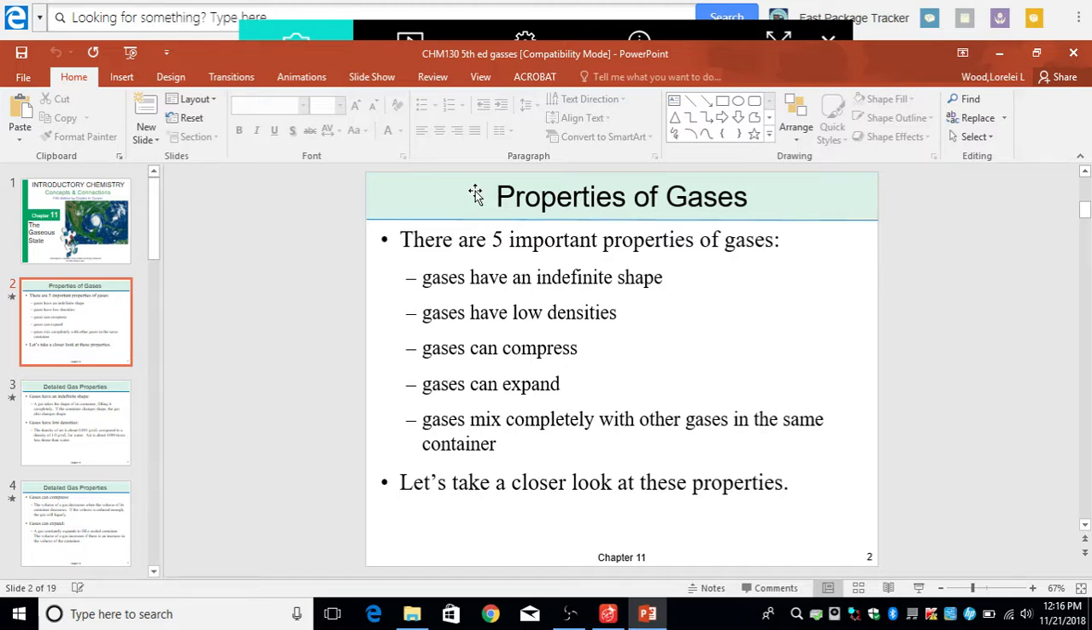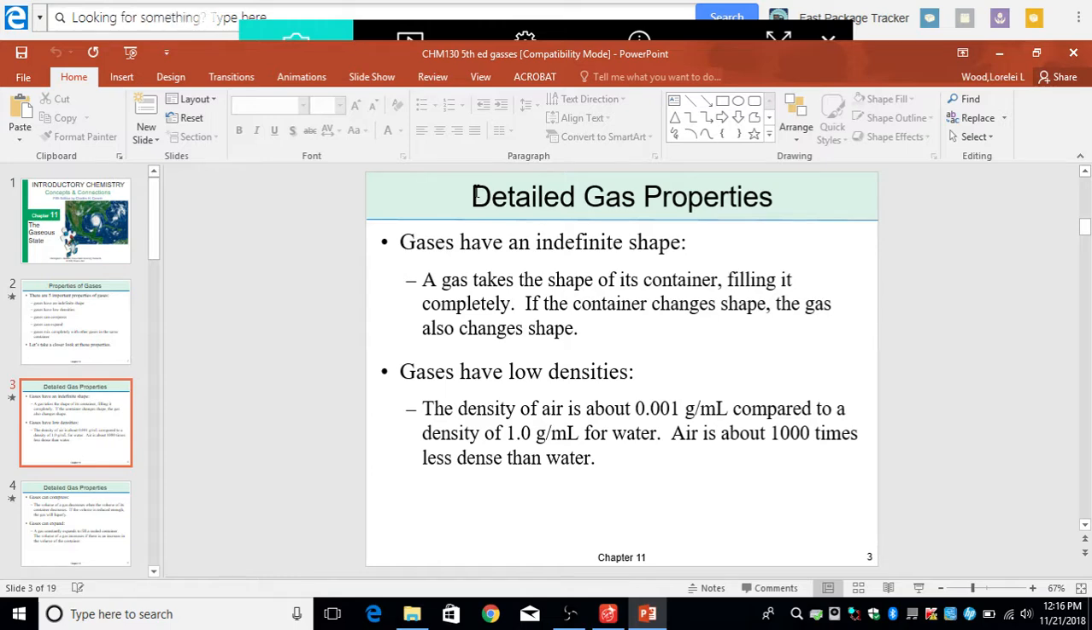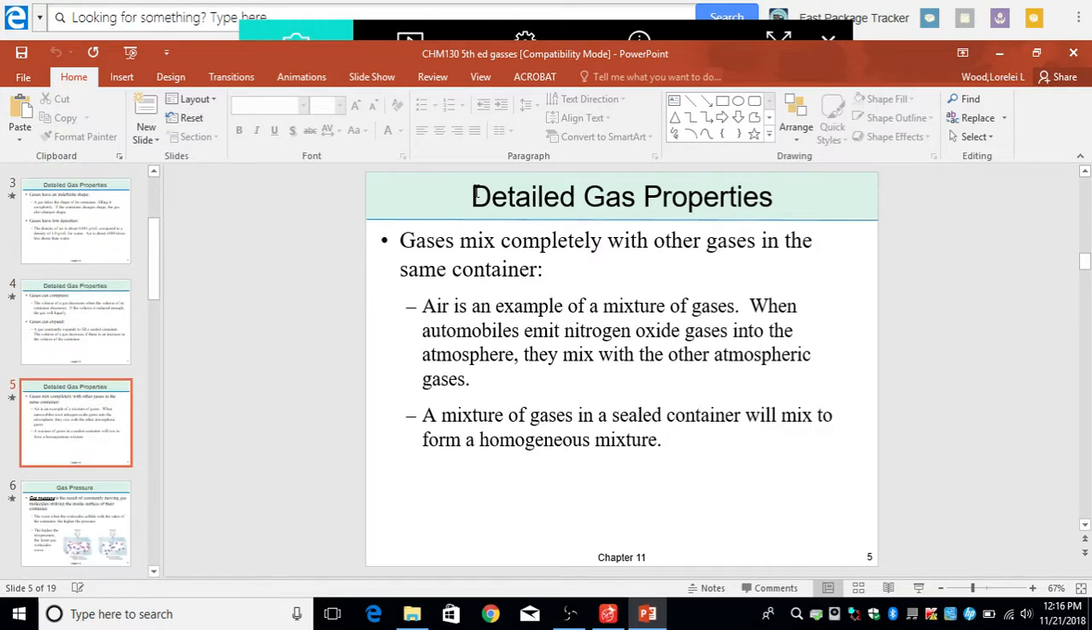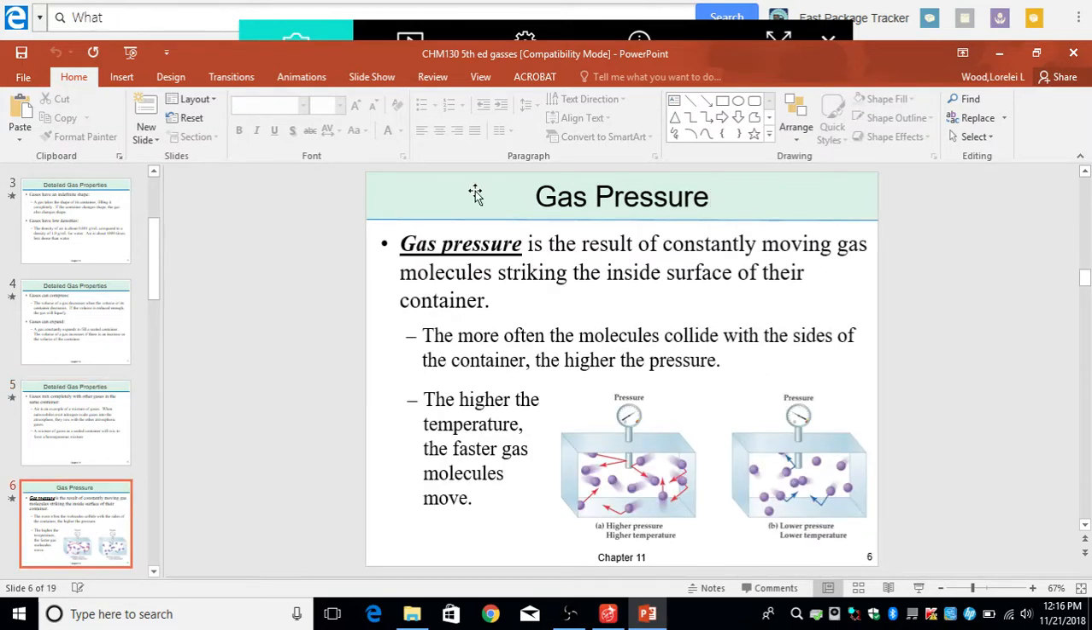Gases can compress. The whole hydraulics industry is based on that idea. So gases can compress, which leads us to pressure changes. Gases expand, of course, and then they mix completely with other gases and make complete homogeneous solutions when they are in gaseous state. All right, so indefinite shape, low densities, expand and contract, and they make homogeneous solutions.